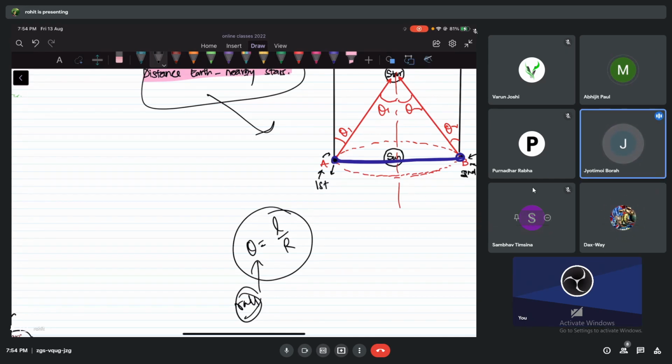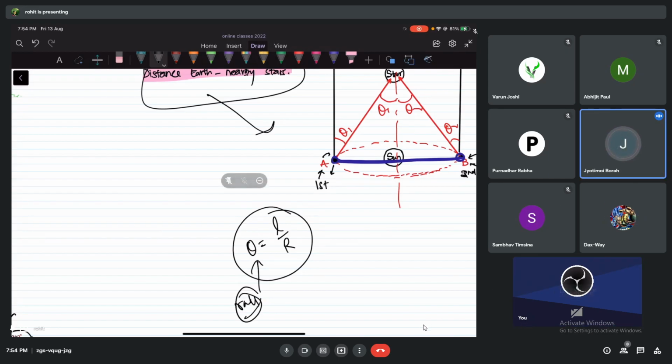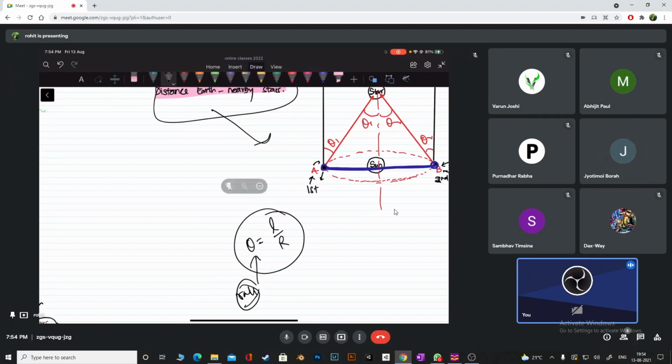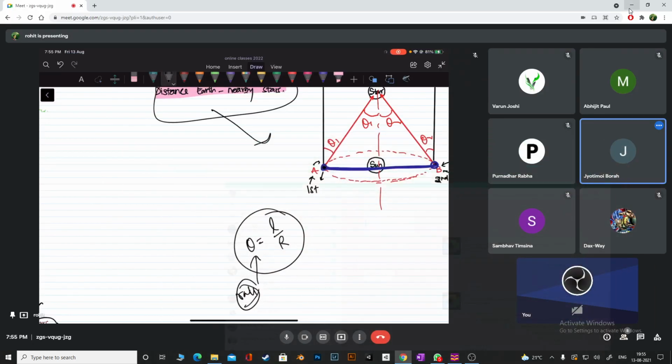Sir, do we need the numericals on page 19? I have no idea right now. I don't have the book with me. Can you show me the page 19 numericals? Okay, sir, I'll send you photos. Then I'll tell you whether to do them or not.